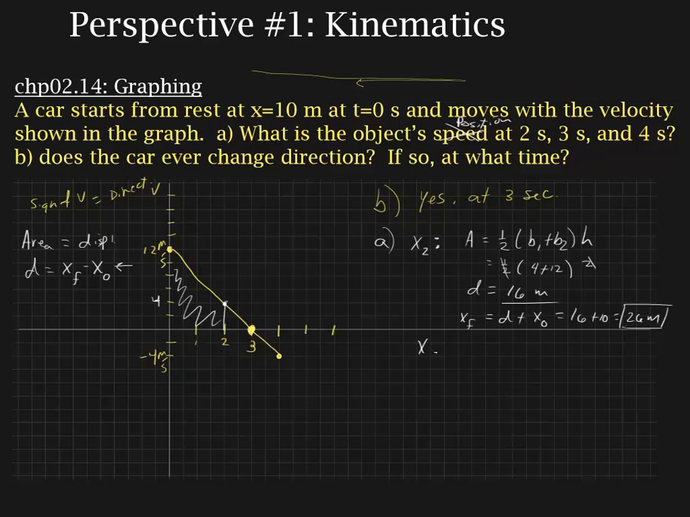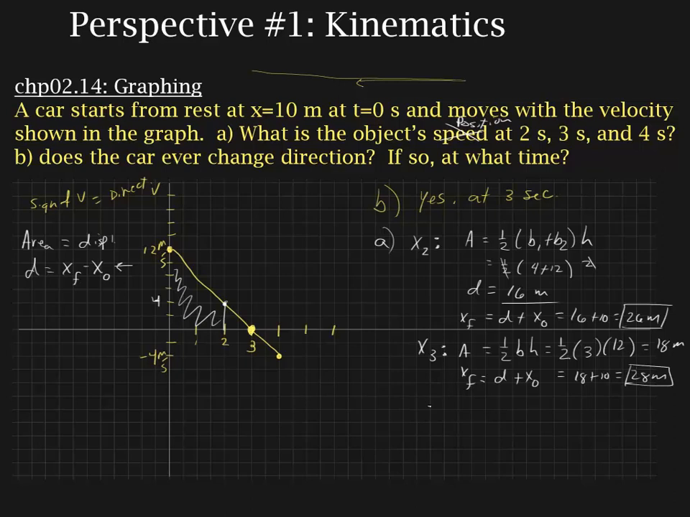Now at time t equals 3, we're just looking at a triangle, and so the area is equal to 1/2 the base times the height, which is 1/2 times 3 times 12. This gives us a displacement of 6 times 3, which is 18 meters. And now we know that x final is equal to d plus x initial, which is 18 plus 10, or 28 meters.